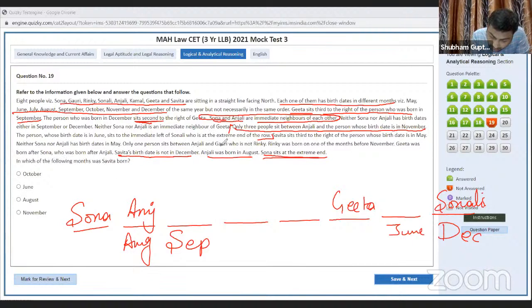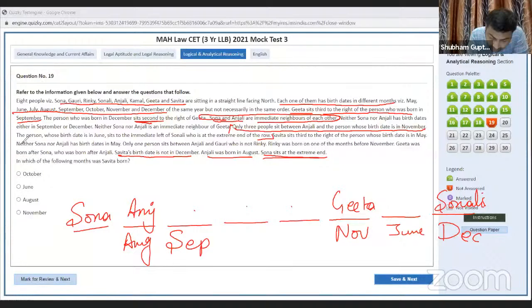Now let's go back and see. Only 3 persons sit between Anjali and the person whose birth date is November. So 3 persons, 1, 2, 3. So this should be November. Correct?